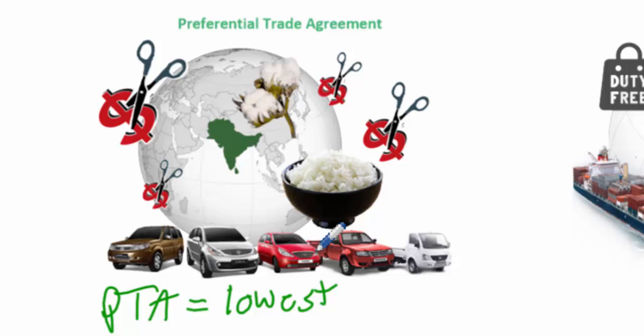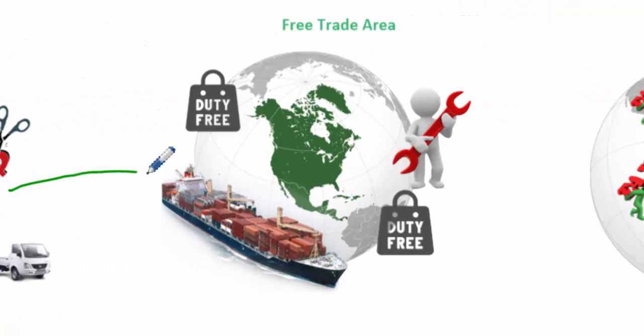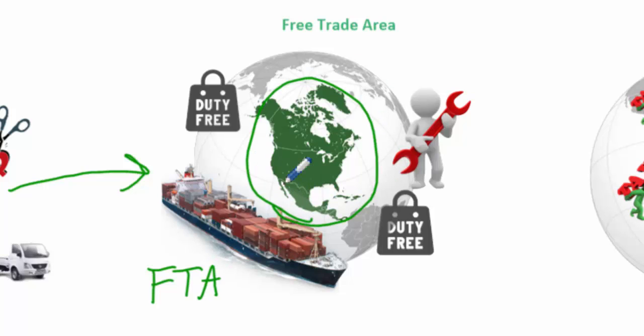However, once we move up to a free trade area, we see a slightly larger commitment to free trade between nations. Countries in a free trade area, otherwise known as an FTA, the example we used was NAFTA, which is made up of Canada, the United States, and Mexico, agree to reduce or eliminate tariffs on all goods and services. So we can say that this is the second highest level of economic integration between nations.